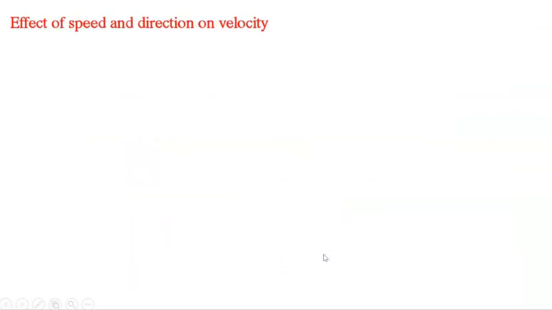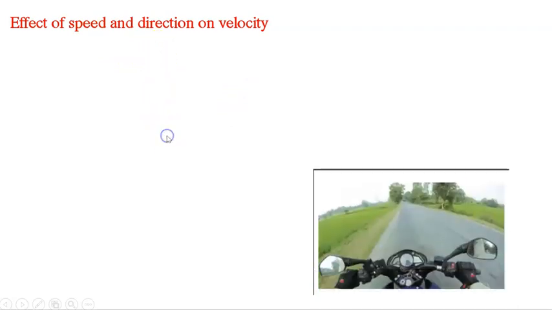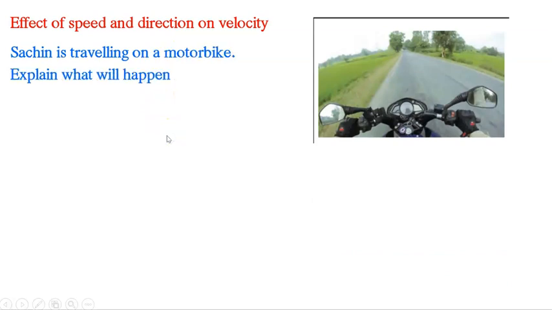Now, next. Effect of speed and direction on velocity. वेलॉसिटीवर कोणाचा परिणाम होऊ शकतो? स्पीडचा आणि त्याचबरोबर डिरेक्शनचा. ओके. नाव सी इज द एक्झाम्पल. एक एक्झाम्पल बघणार आहोत आपण इथे.